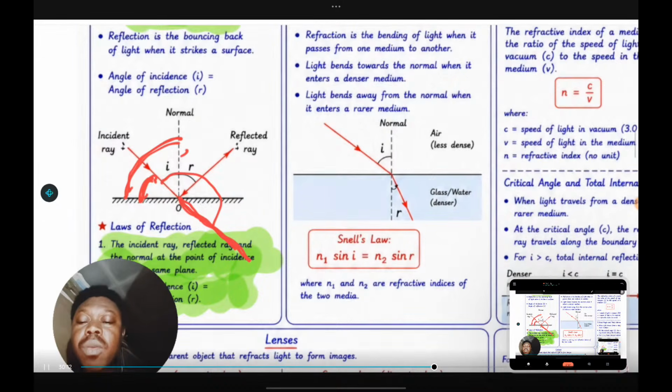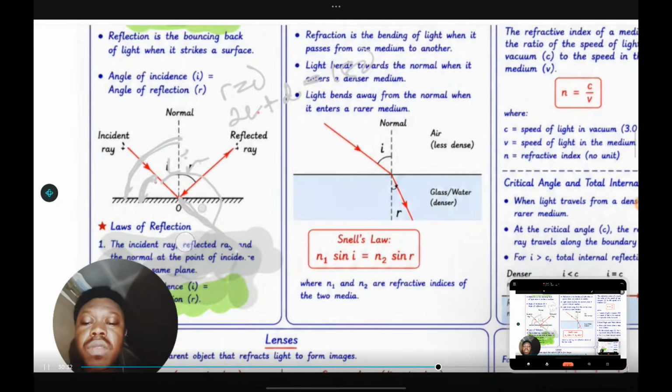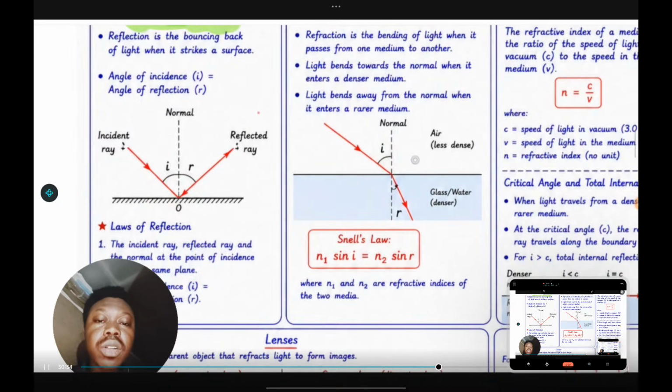All right, so if I know my angle of incidence and my angle of reflection, I will subtract these two from 180, and because R equals I, I can say 2I. Exactly. I can say 2I plus the angle of deviation equals 180. All right. So take note of this particular explanation.